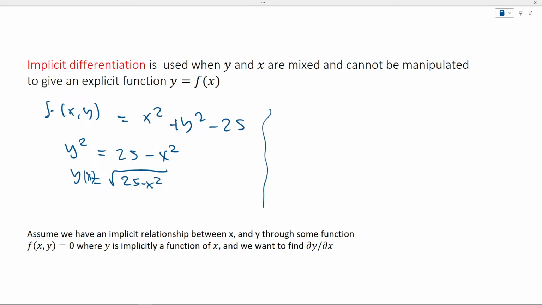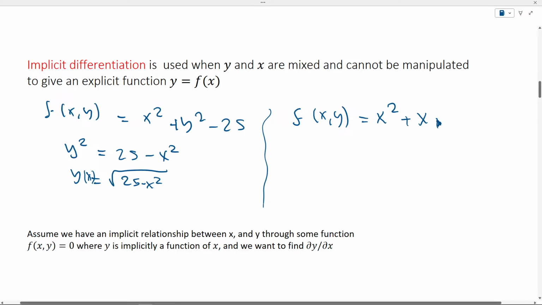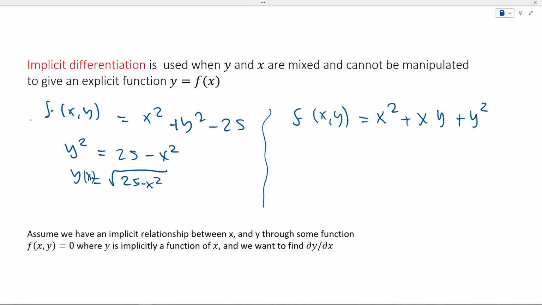But implicit differentiation is used when you cannot do this. What does this mean? Let's say f of x, y is equal to x squared plus xy plus y squared. Here I cannot manipulate this function to get y as a function of x. They are mixed together.